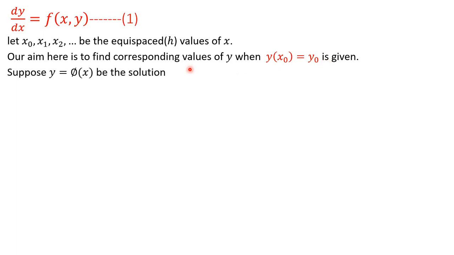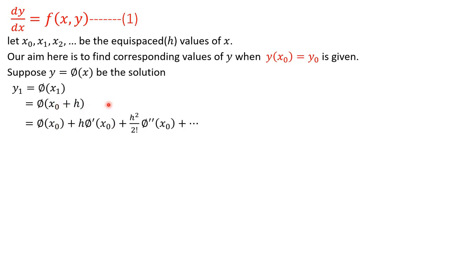Suppose y is equal to phi of x is the solution of this differential equation. Then y1 will be phi of x1, because y1 is the value of y at x equal to x1. But we know that x1 is nothing but x0 plus h. Now here we'll apply Taylor series. This is a Taylor series of phi of x0 plus h, a Taylor expansion about x0. So it is phi of x0 plus h into phi dash of x0 plus h square upon 2 factorial phi double dash of x0, and so on. So we'll get ascending powers of h.